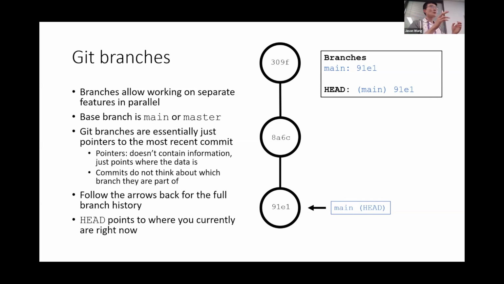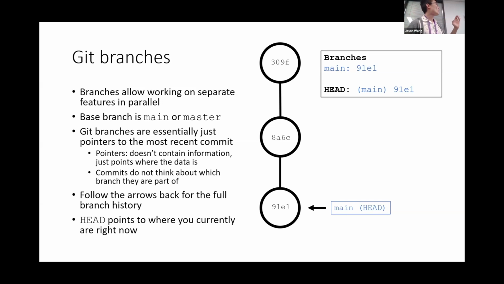So commits, again, if you remember the attributes of a commit, also don't know anything about branches. Commits don't think about what branch they're on. Branches basically point to the last commit in their timeline. So now we have the main branch. The main branch is pointing to 91E1. So we go to 91E1, we go to 8A6C, go to 309F, and we can construct the main branch.